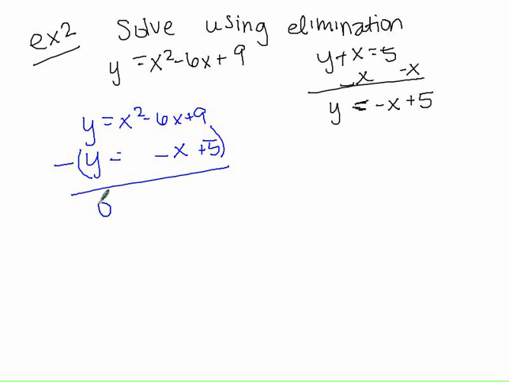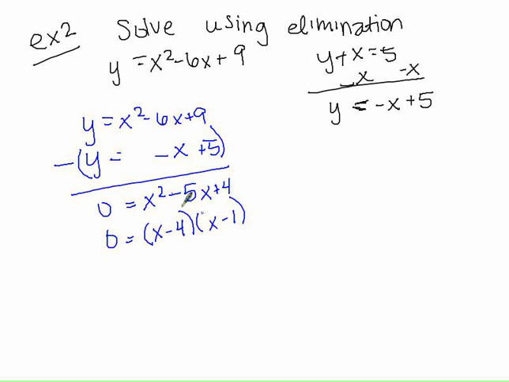So y minus y leaves me with 0. X squared minus nothing leaves me with that x squared. 6x minus a negative x becomes plus x, so really I've got a negative 5x here. And then 9 minus 5 becomes a positive 4. So now this is the equation that I've got. It's still quadratic though, which means that I can either factor it or use the quadratic formula or complete the square, any of these methods that we had learned back in December. In this case, I can see that this is easily factorable, so I'm just going to factor that. So x minus 4 would be one factor, x minus 1 would be another.